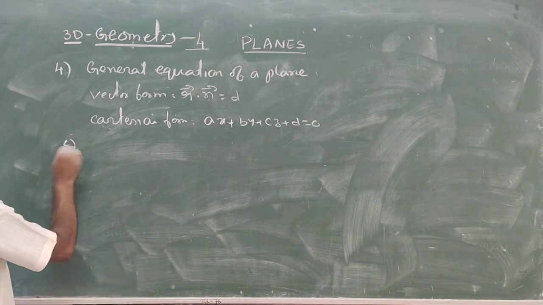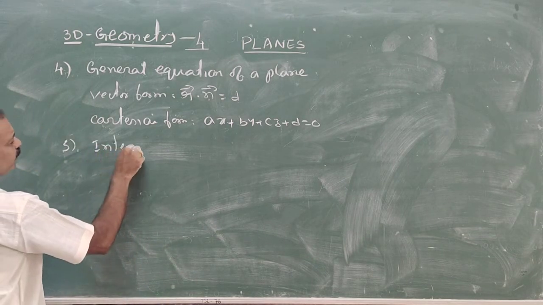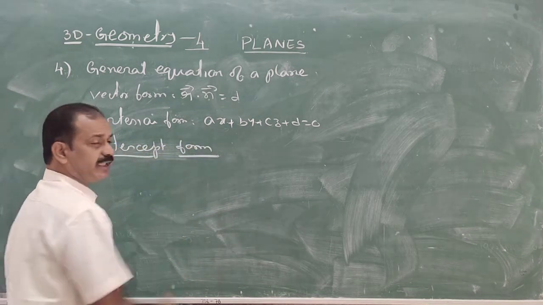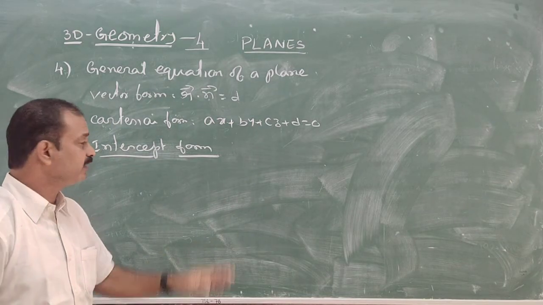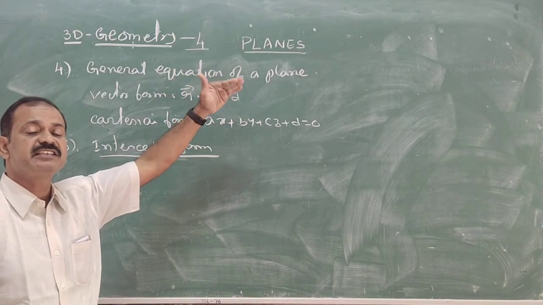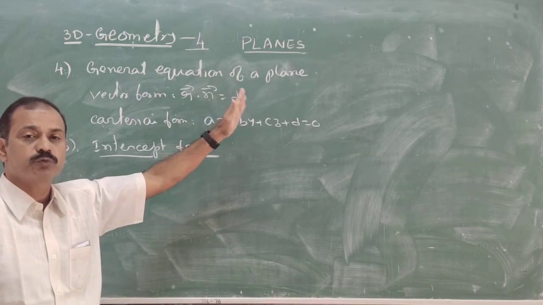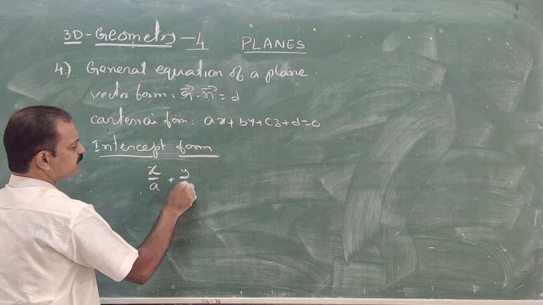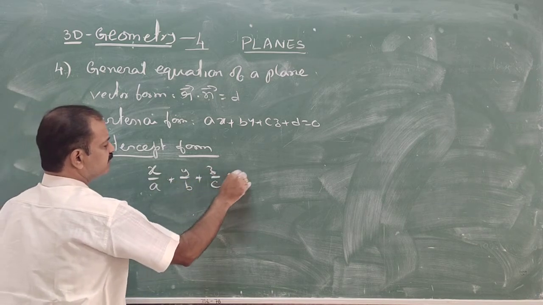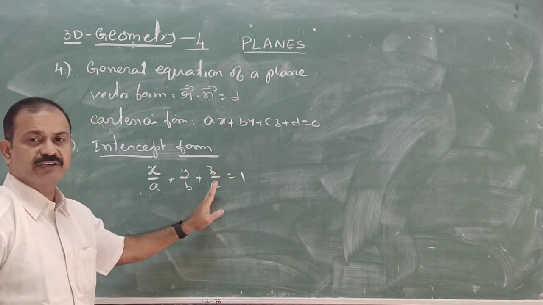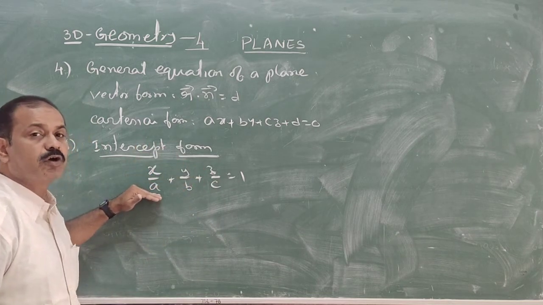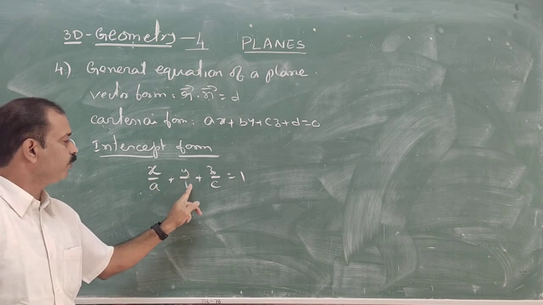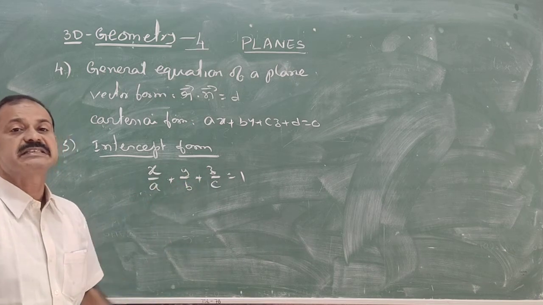Next, fifth one, intercept form. Like in your class 11, the intercept form of a straight line is x by a plus y by b is equal to 1. Here also the intercept form is x by a plus y by b plus z by c is equal to 1. There is no vector form here when the intercepts are given. So x intercept is a, y intercept is b, z intercept is c.